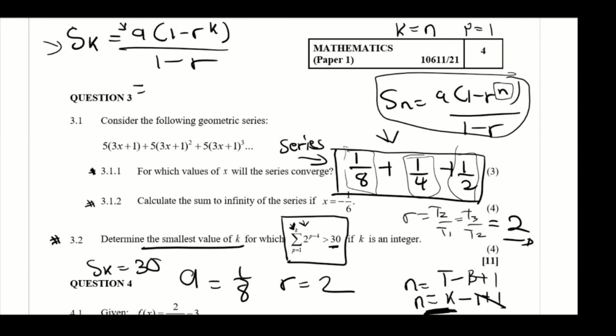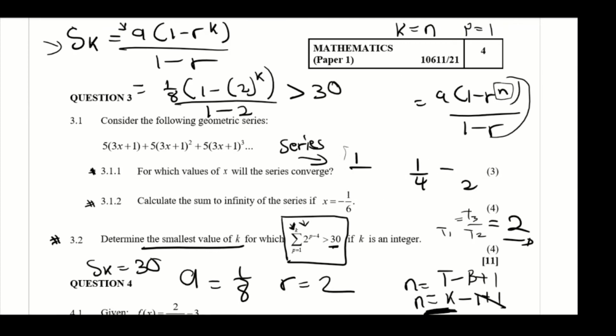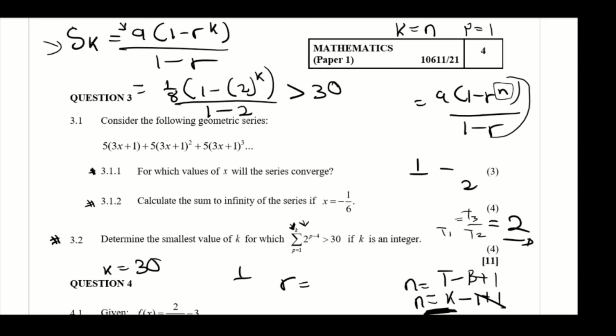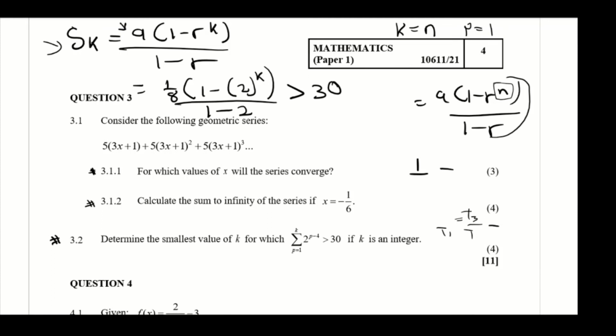So meaning here, you're just going to write 1/8 into (1 minus 2^k) divided by (1 minus 2), and it must be greater than 30. So that's what the question says. So we're going to simplify this out to find the value of k. Remember, that is the whole point: to find the value of k such that it gives you a sum greater than 30.